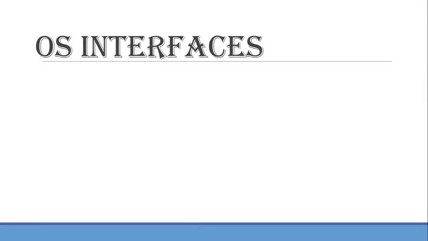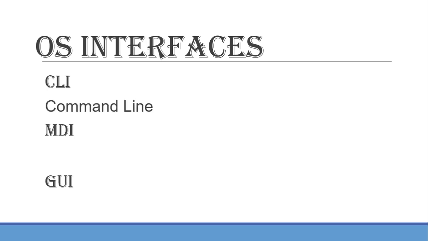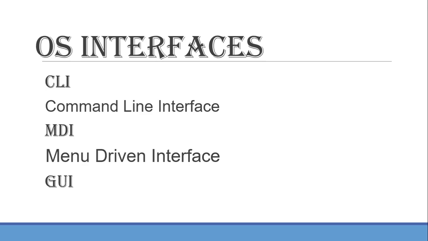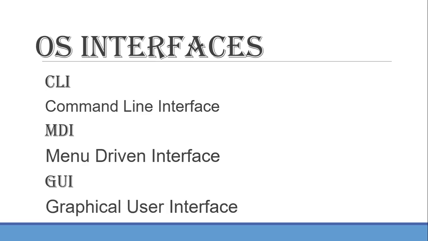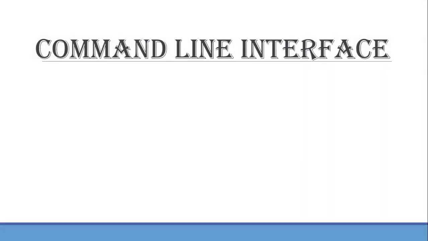And when we talk about interfaces, the OS provides us three major categories: CLI, MDI, GUI. The full form of CLI is command line interface, MDI is menu driven interface, GUI is graphical user interface. So these are the three major interfaces provided by the operating system. Let's get into the detail of each. First we have the command line interface.